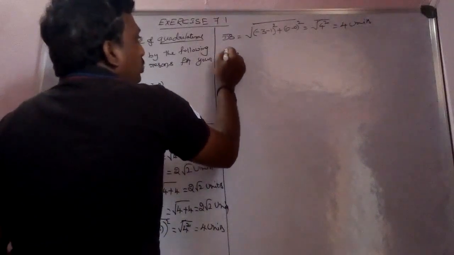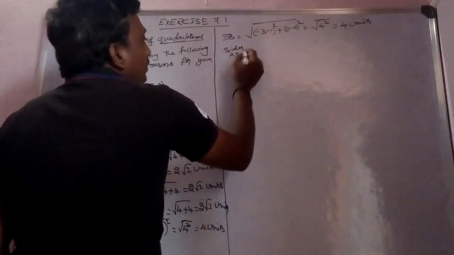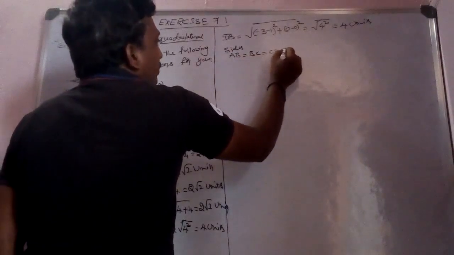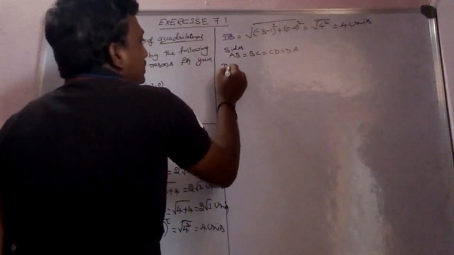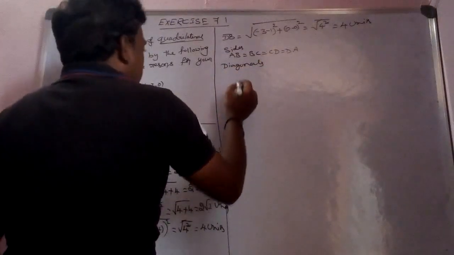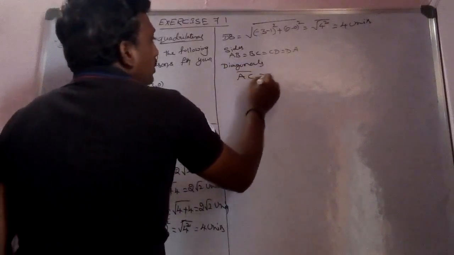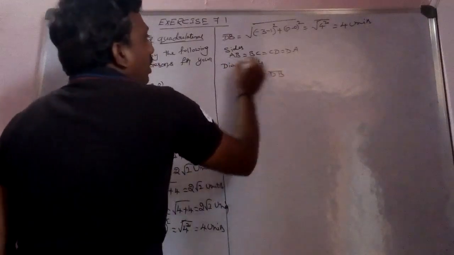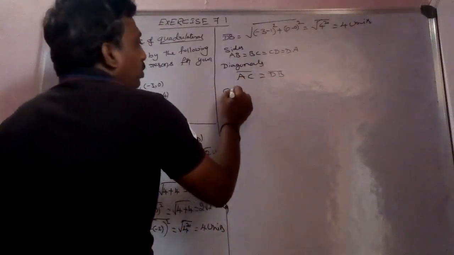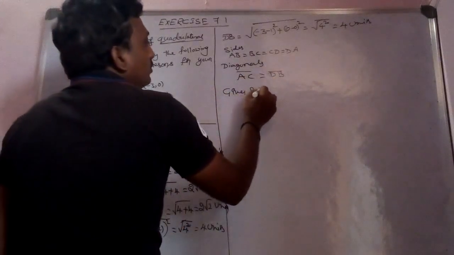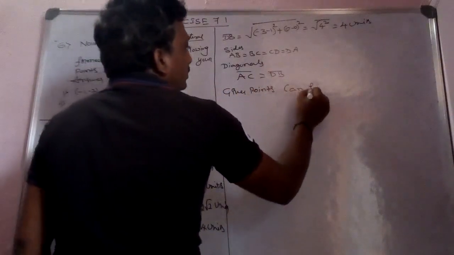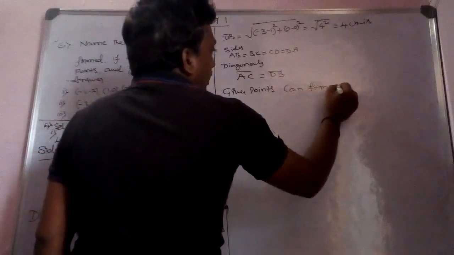AB equals BC equals CD equals DA, the sides. Diagonals, AC equals BD. All sides are equal and diagonals are also equal. So the given points form a square.